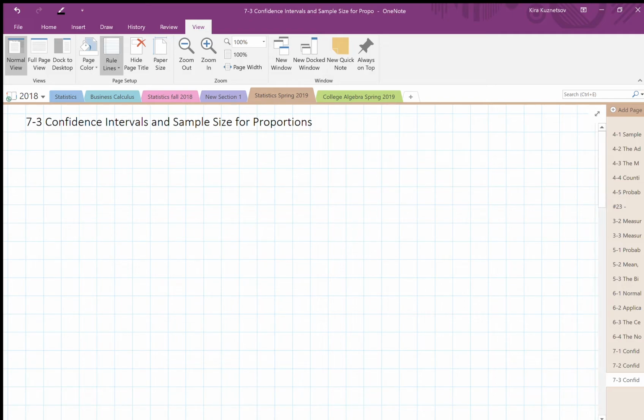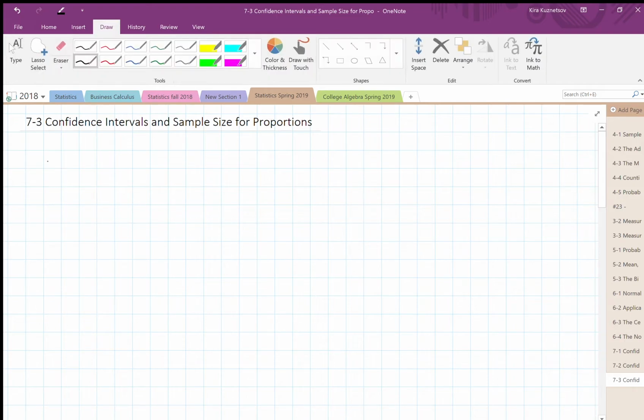This is a lecture on 7-3, confidence intervals and sample size for proportions. We are continuing with confidence intervals, but in this case we're looking at proportions. In order to study proportions, I first have to start with vocabulary and notation. We're going to use the letter P, which you've seen before as the probability of success. It is the same probability of success, except now we're going to call it population proportion.